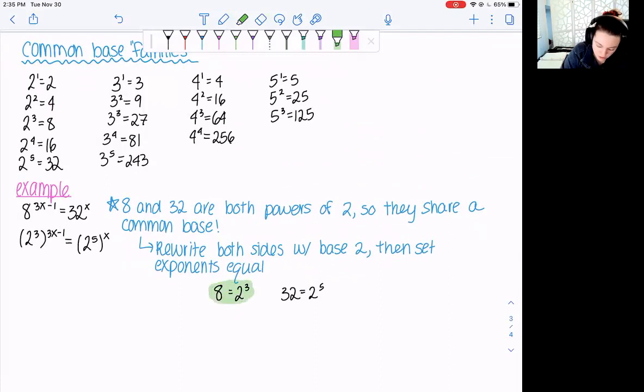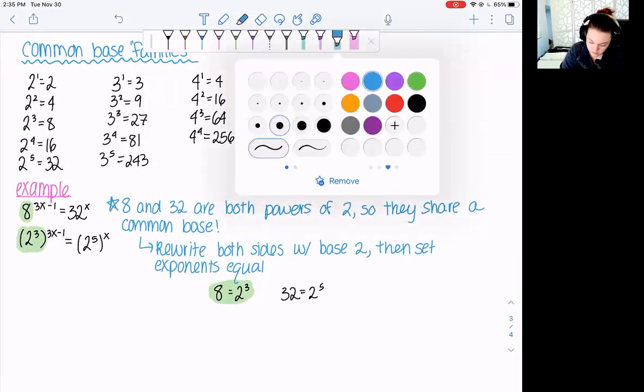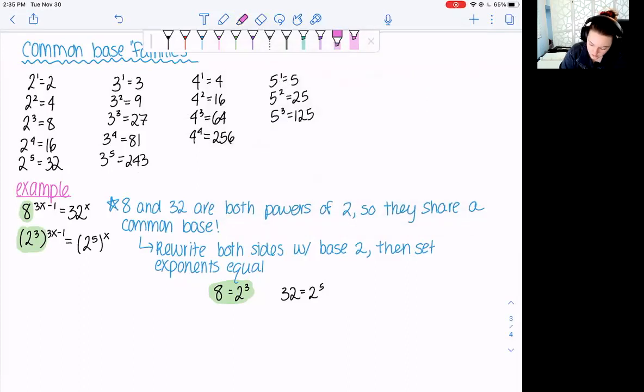8 is equal to 2 cubed. So this 8 here got replaced with 2 cubed. 32 is equal to 2 to the 5th. So this 32 got replaced with 2 to the 5th. It's just a direct replacement.